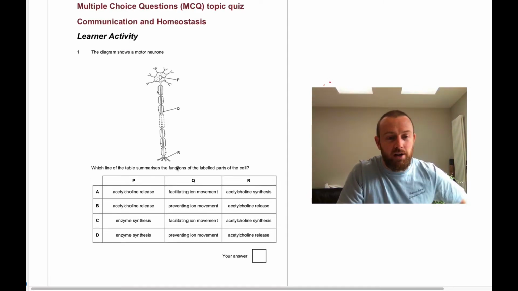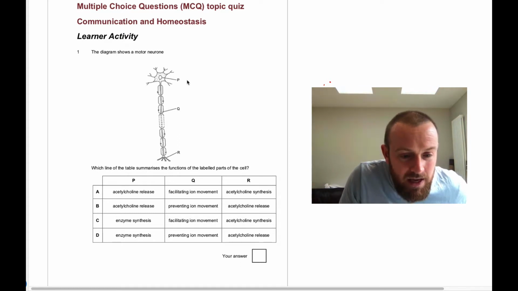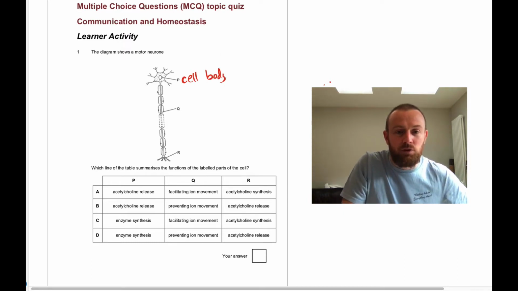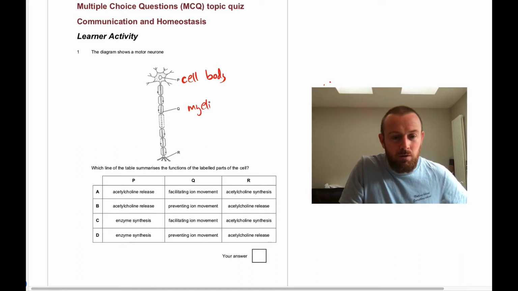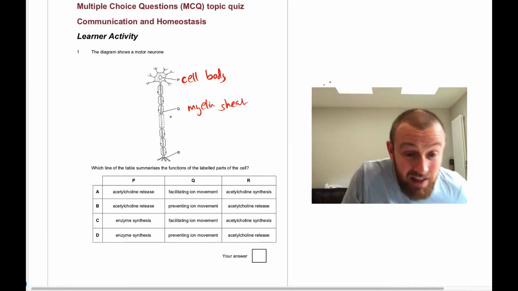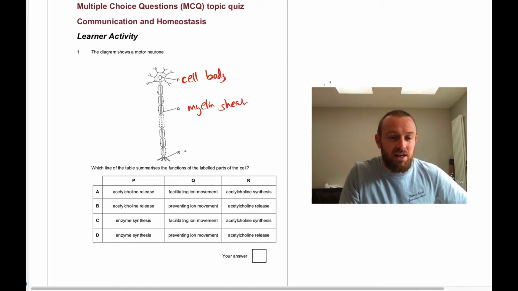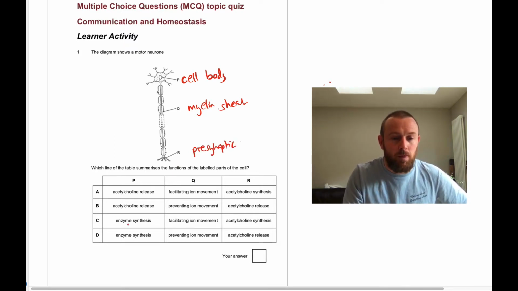Which line summarizes the functions of the labeled parts? Well, let's first of all look at the labeled parts. Well, P, I think, could be the nucleus or it could be the cell body. I guess it's the cell body, I think. Bit difficult to tell. Q is the myelin sheath. You really got to look exactly where the things are pointing. And R is the sort of terminal, the presynaptic bulb, I guess. Presynaptic bits.